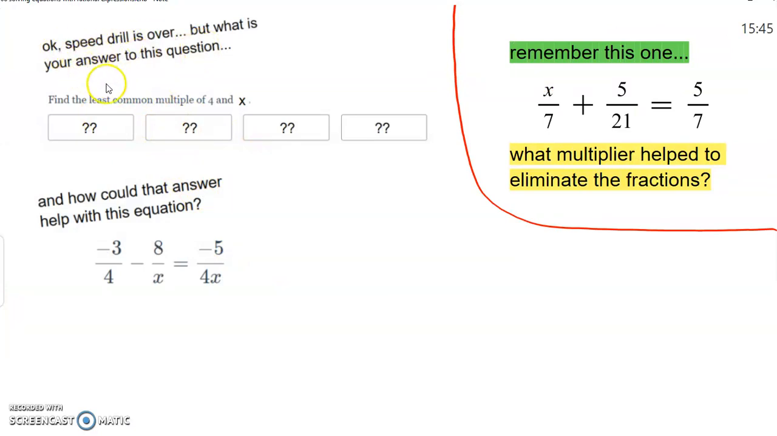Okay, speed drill is over, but what's your answer to this question? Now, I modified it a little bit. What's the least common multiple between 4 and x? What do you mean, Fisher, 4 and x? Well, when it was 4 and 20, we had the luxury of listing them out. 4, 8, 12, and so forth. Well, when it's x down here, it's an unknown. So when it's an unknown, we're just going to multiply this and this, because whatever x is, if you multiply it by 4, you'll have a multiple of 4. So 4x is going to be my least common multiple.